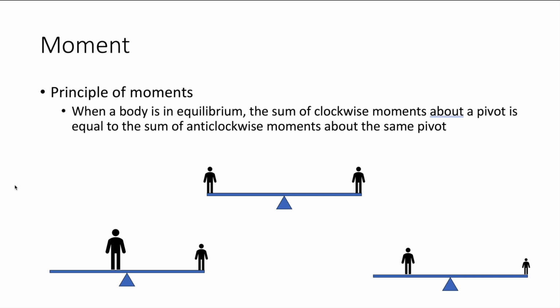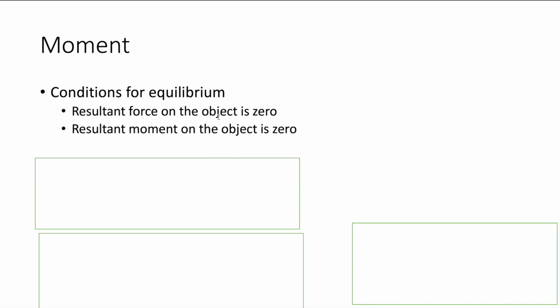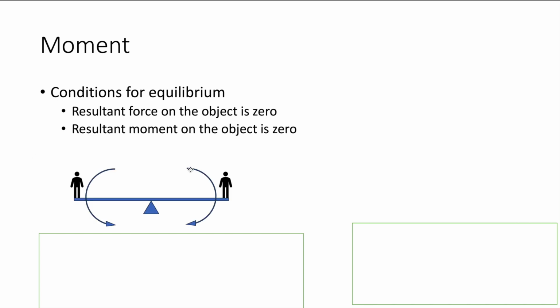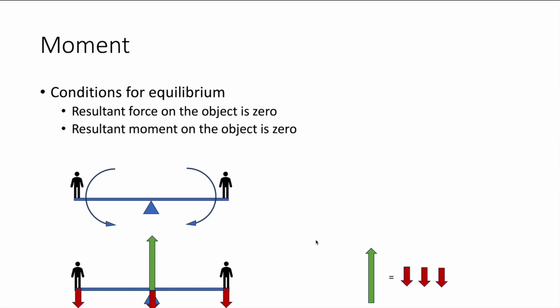So there are two conditions for equilibrium. One is that the resultant moment must be zero and also the resultant force must be zero, which means to say that the upward force and the downward force should all be equal in order for objects to not be moving. And so next we go on to center of gravity.